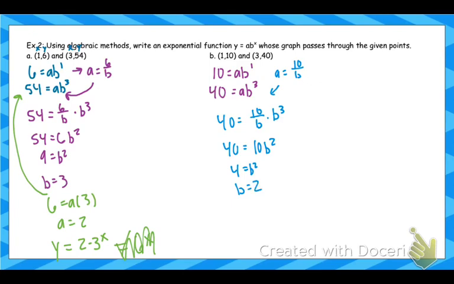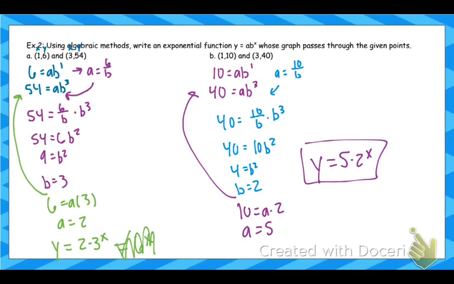Now that I know what b is, take it, plug it back into your original, and I get that a equals 5. So my equation would be 5 times 2 to the x. So this is how we solve it algebraically. Now you will see this on your practice questions. You will need to show the algebra on those practice questions. There's only 2 of them, but you will need to actually do the math and show the work on it.